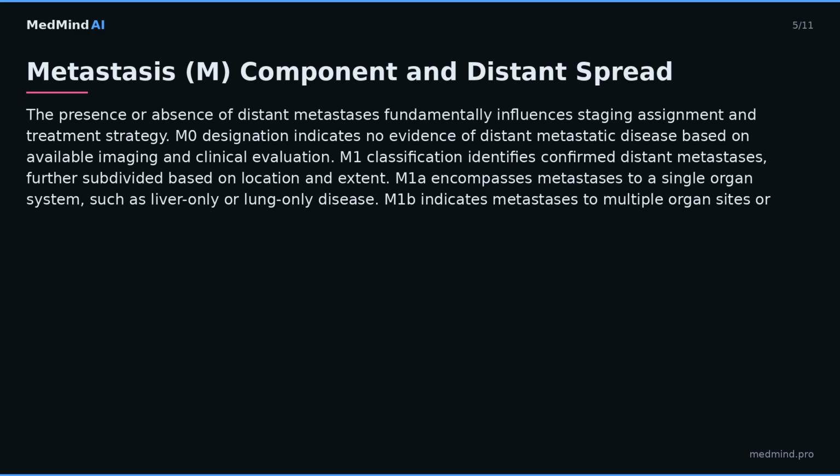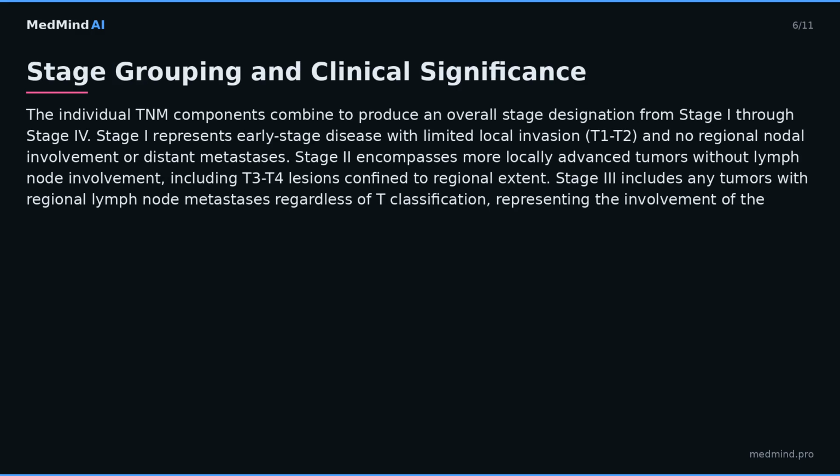M1C specifically designates peritoneal metastases, recognized as a particularly challenging form of dissemination. The distinction between these subcategories carries significant therapeutic implications, as some patients with limited metastatic disease may benefit from surgical resection of both the primary tumor and metastatic lesions. Stage grouping and clinical significance.